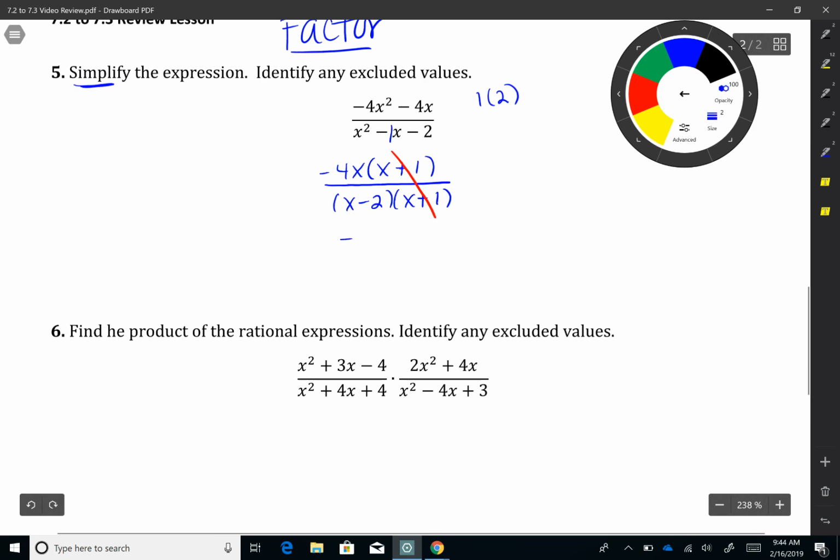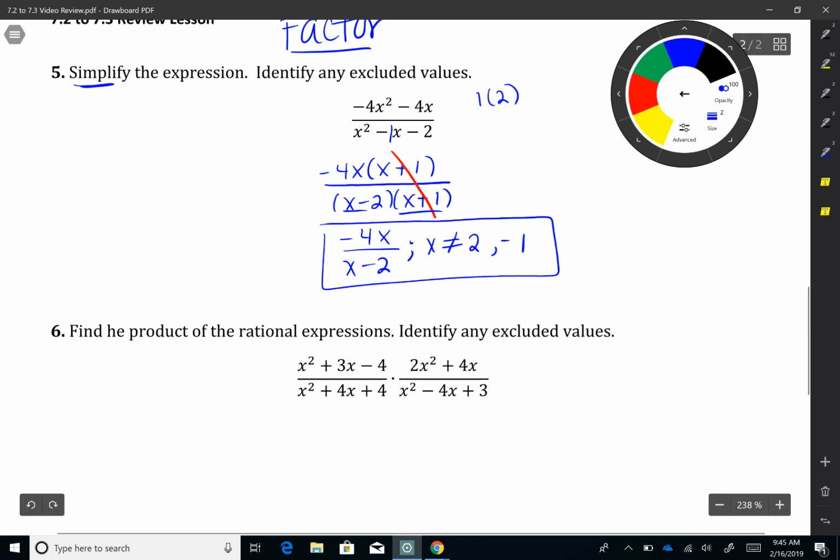So our final answer is negative 4x over x minus 2, but our excluded values come from any value that would make the denominator equal 0 from the beginning. So we cannot equal positive 2 or negative 1. Those come from both of our factors. All right, that is simplifying. Basically just factoring and canceling out common factors.